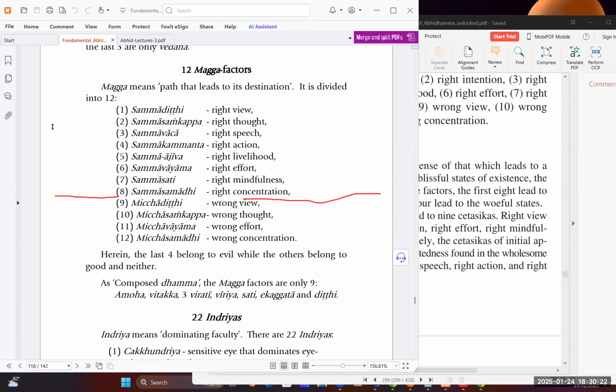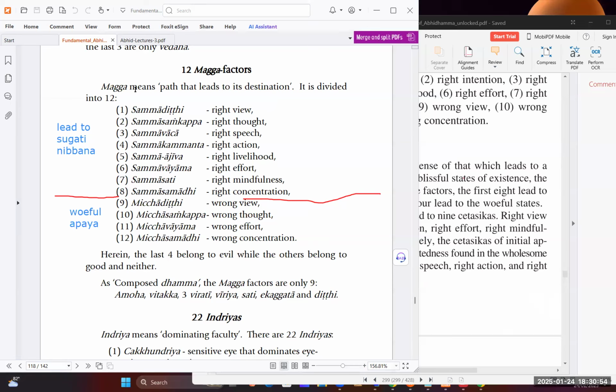So this side will lead to Sugati. Sugati means good place or Nibbana. And this side will lead to woeful state, means apaya. Okay. So you can see the path got two. One is good path. This side is 1 to 8 leading to good path. 9 to 12 leading to bad path.